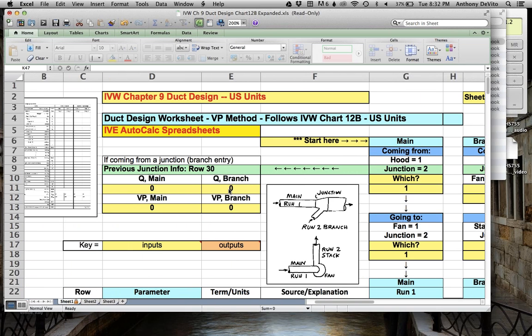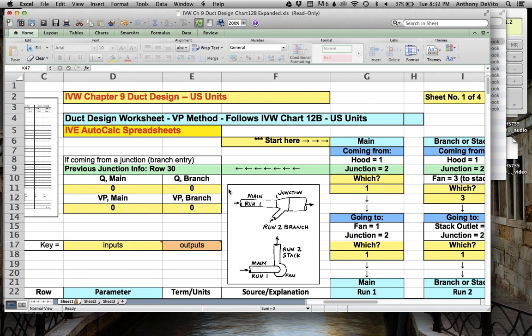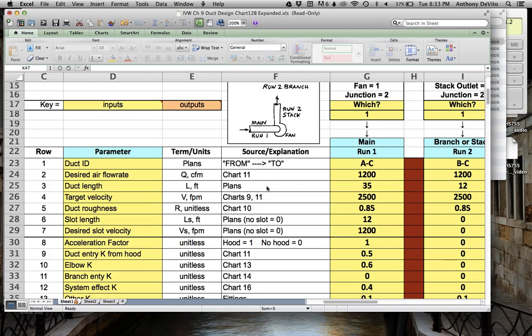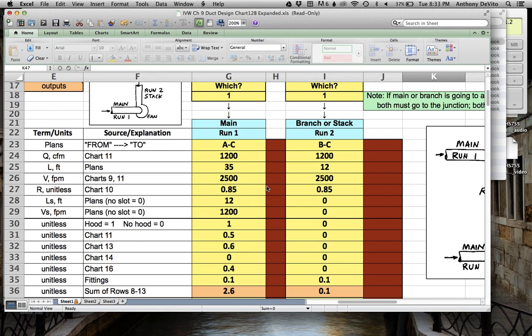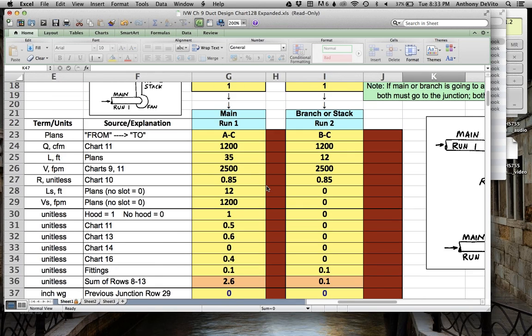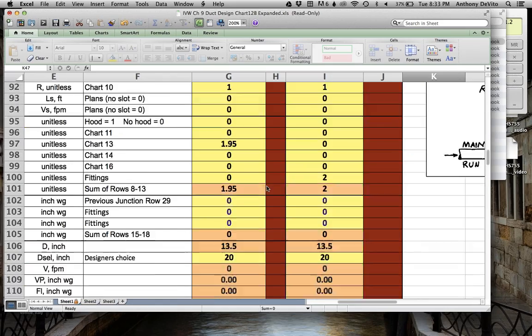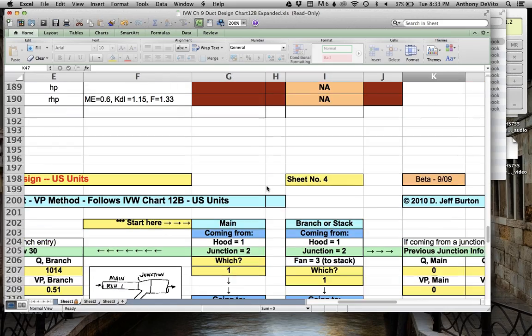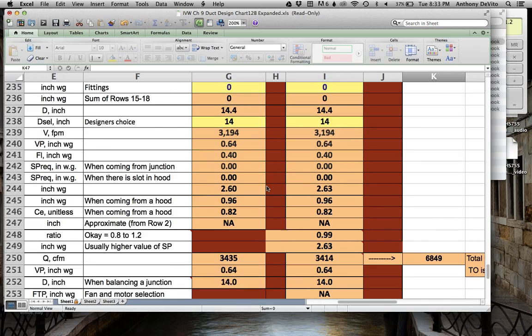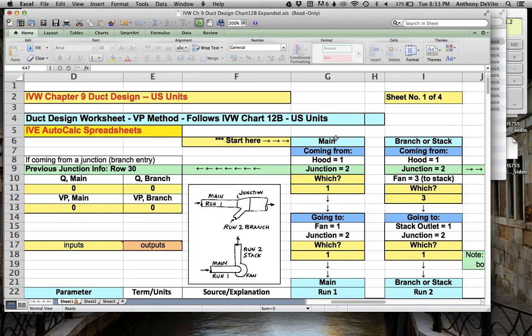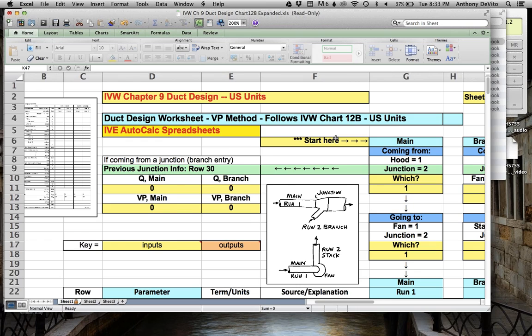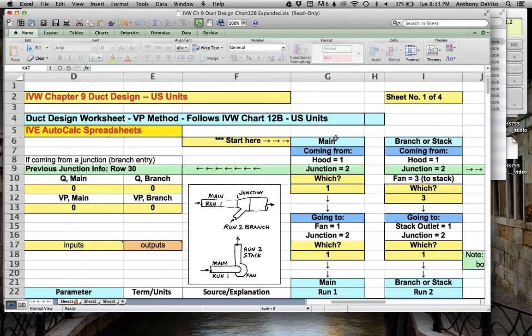Now there's actually 3 spreadsheets on this duct design chart 12B expanded that's in your text. There's this first pair of columns on this first sheet workbook, a second workbook, and a third workbook. You kind of set it up so that there's even a 4th workbook, it looks like. Yes, as a matter of fact, sheet 1 of 4, 2 of 4, 3 of 4, and so on and so forth. And we'll see why he's got multiple of them.